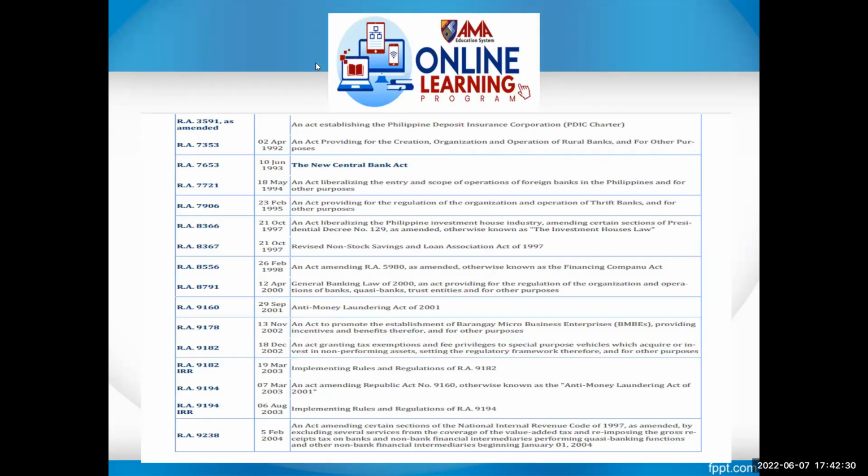Also, please remember this important law, an act providing for the regulation of the organization and operation of banks, quasi-banks, trust entities, and for other purposes. See, RA 9160. This is one of the well-heard financial laws, the Anti-Money Laundering Act of 2001. So you must be mindful of this one, the Anti-Money Laundering Act.